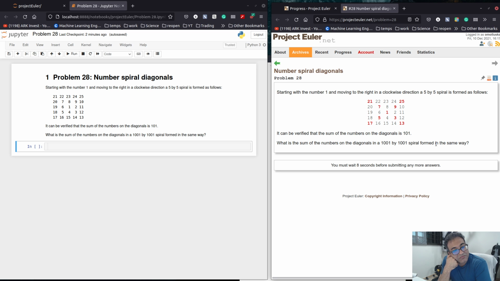What is the sum of the numbers on the diagonals of a 1001 by 1001 spiral formed in the same way? Can we actually form a 1001? Because it's an odd number. Okay. Understand. Okay, so let's see how we solve this problem.